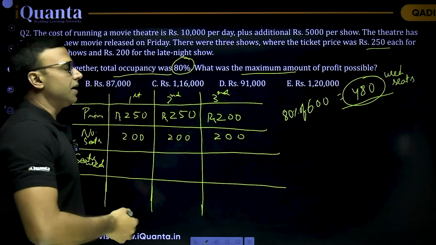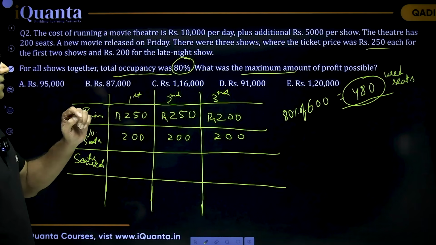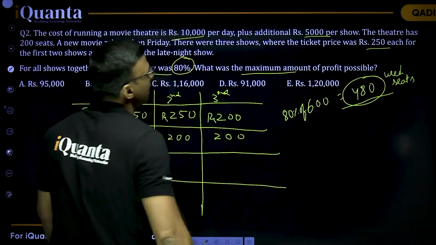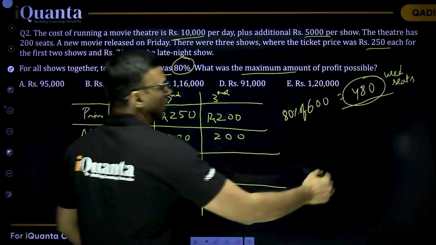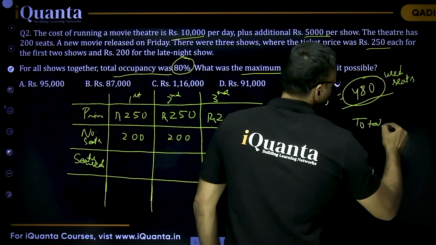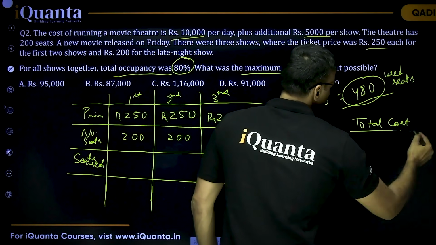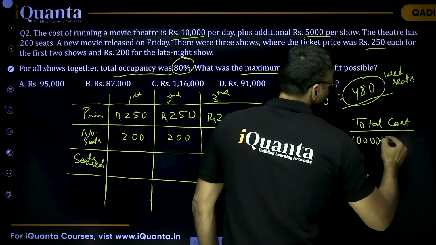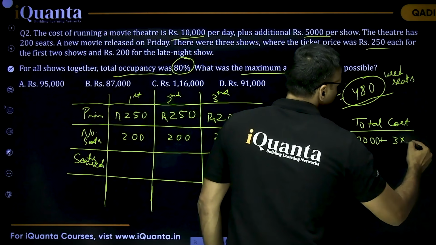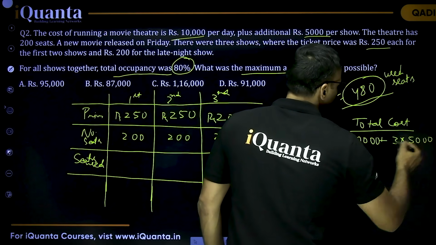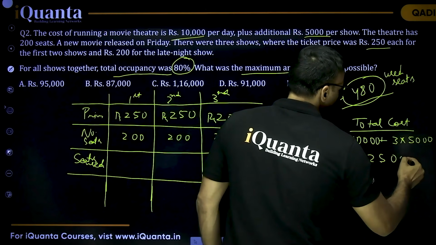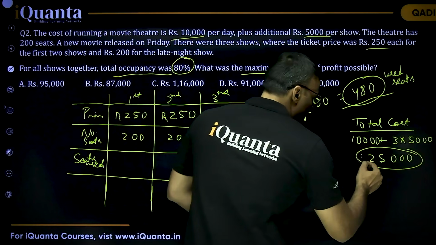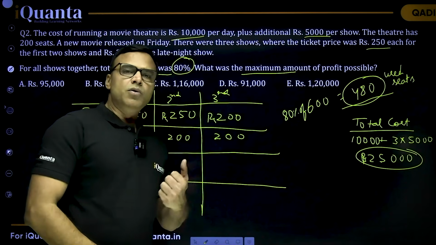How do we do that? If the profit is to be maximized, the cost is fixed. 10,000 per day, 5,000 per show. You see, the total cost is going to be 10,000 for the day and 3 into 5,000 for the shows. So 15 and 10, 25,000 is the cost, which is the fixed cost. So to maximize profit, we need to have maximum revenue, maximum collection.